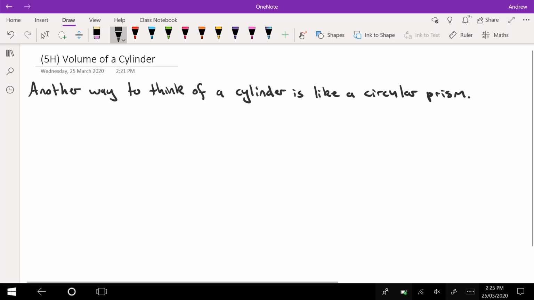It's not actually called a circular prism, okay? We don't name it that, but we can think of it like that because the circle is the uniform cross-section throughout the shape.